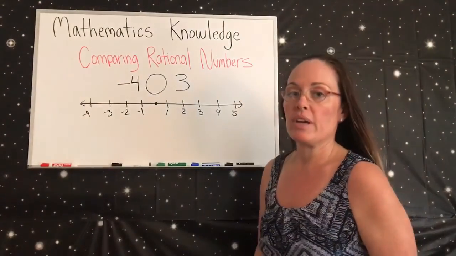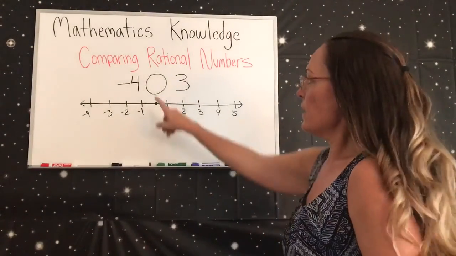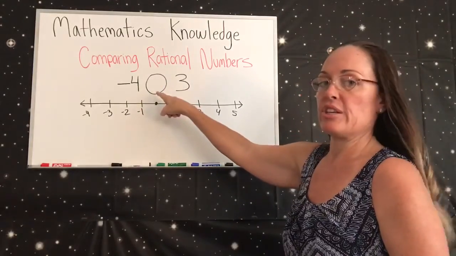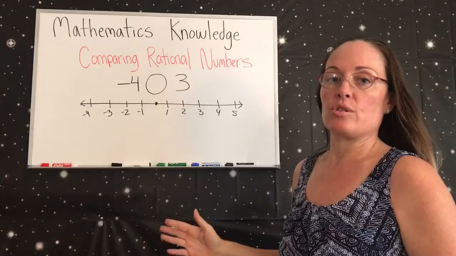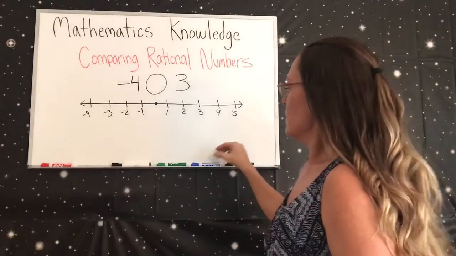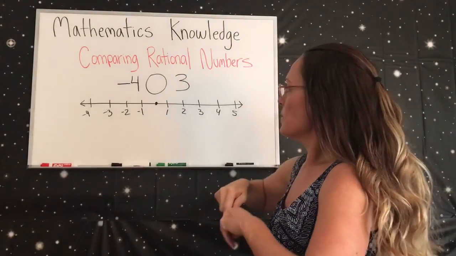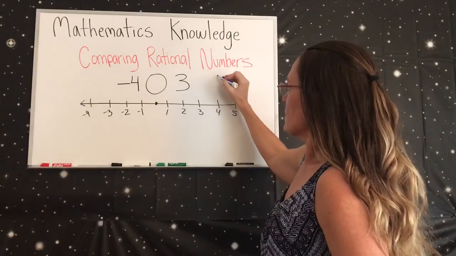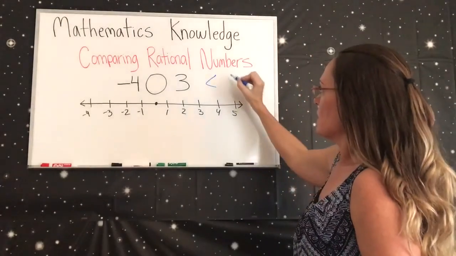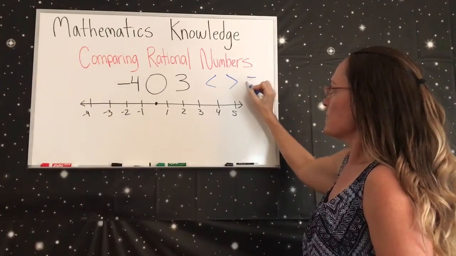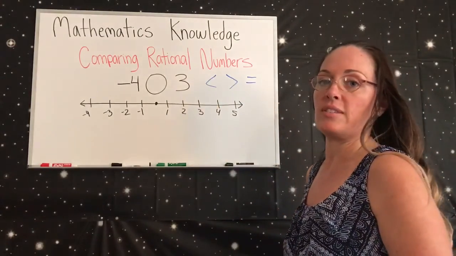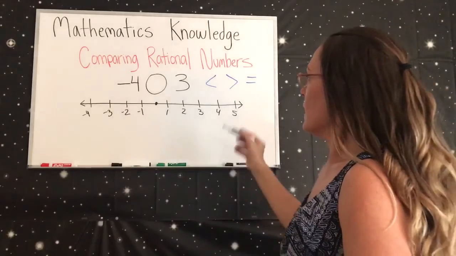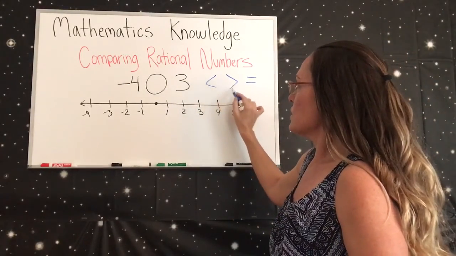Now we're going to compare rational numbers. So we have -4 with a blank circle and 3. What they're asking is which number is greater than the other number. So that's when we are going to either use this symbol, or this symbol. This is if they're equal, and -4 is not equal to 3, so that one we're not going to use. Now, how do you know which one to use?